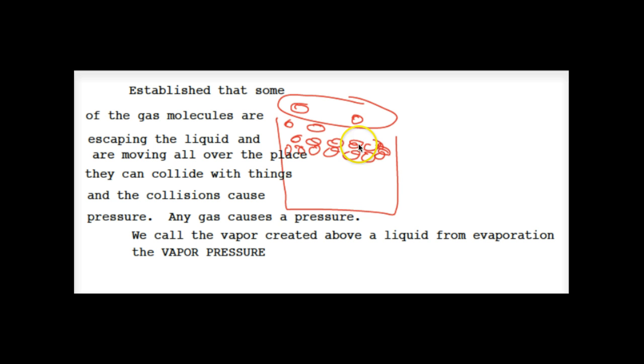So now when we go back and we look more closely at this liquid, and remember there are all these molecules near the surface, and some of them have that high energy, and they can move all over the place. And some of the gas molecules are actually escaping from the liquid. And when they escape, they're moving quickly and they're colliding with things. And these collisions cause pressure. And just like any other gas that causes a pressure, we call the actual vapor created above a liquid from evaporation the vapor pressure.